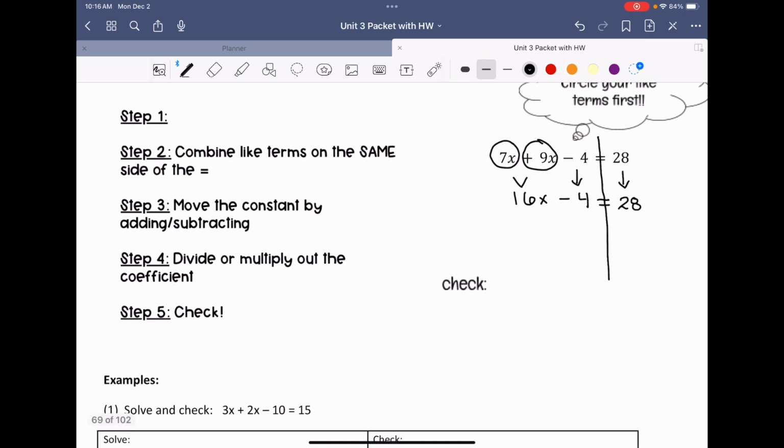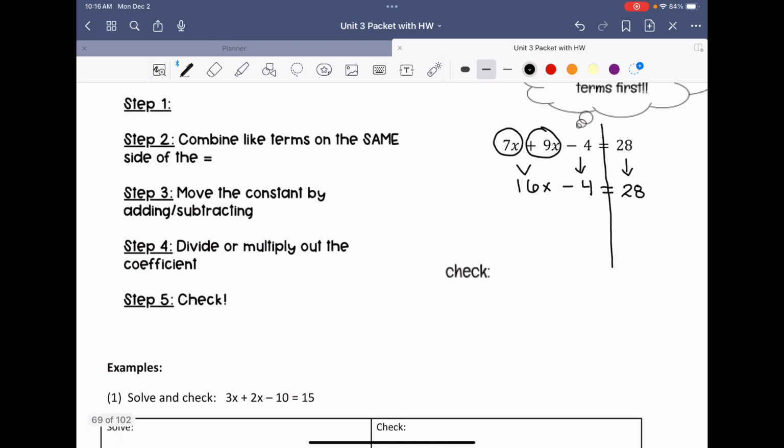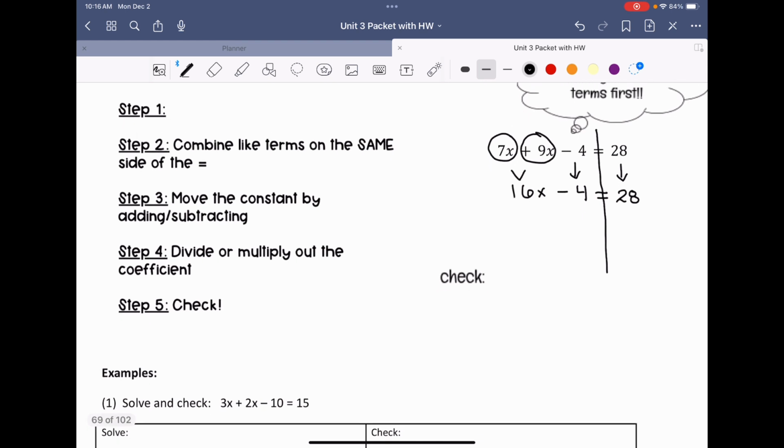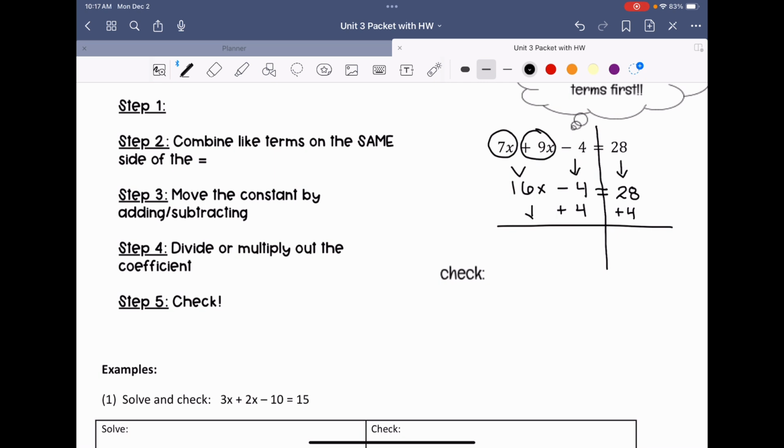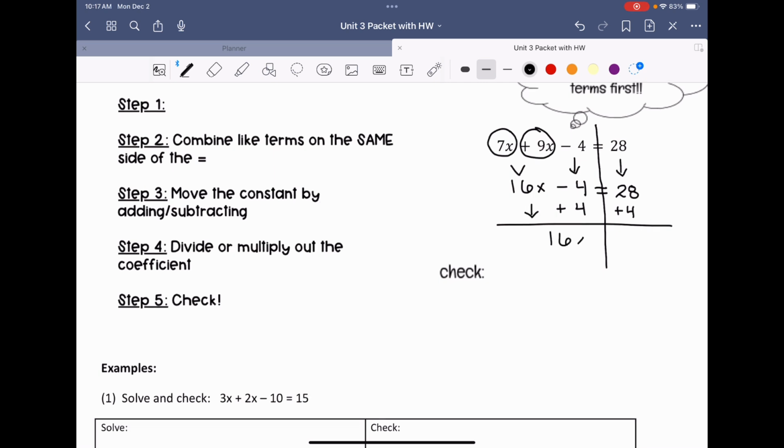So now I'm going to go ahead and solve my two-step equation like we practiced in the last lesson. So move the constant first. Opposite of minus 4 is plus 4. Bring 16x down, because my 4's cancel. 28 plus 4 is 32, and I'm going to divide both sides by 16. X equals 2. We're going to check.